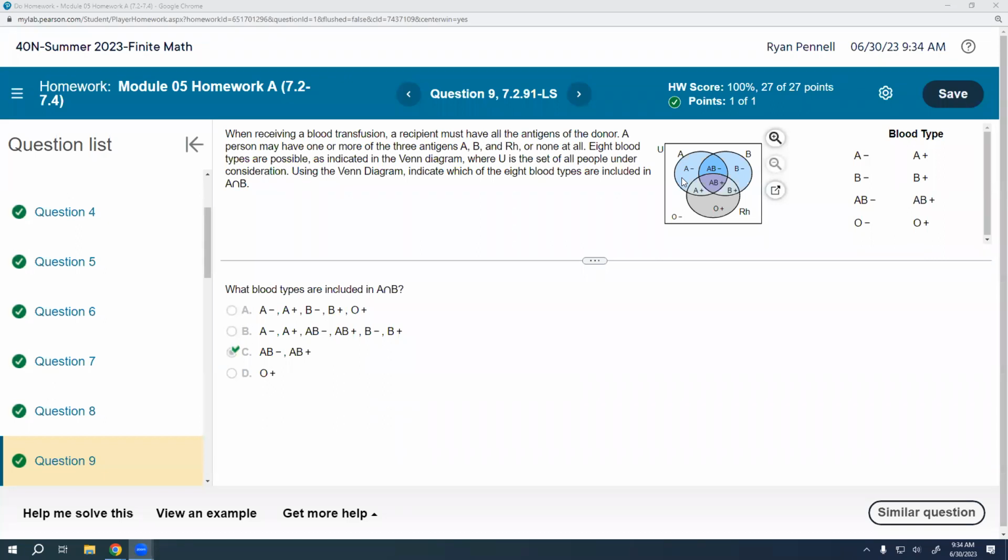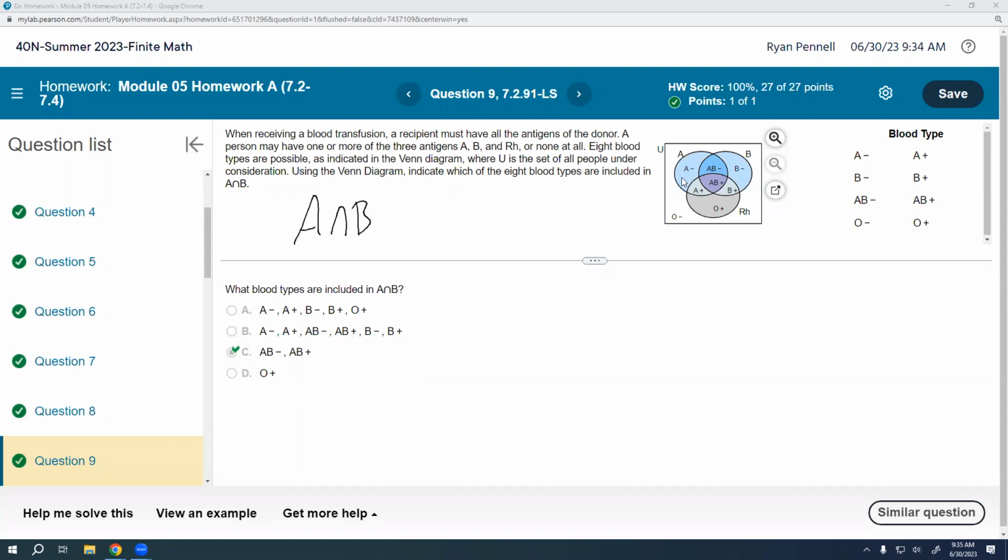It says, when receiving a blood transfusion, a recipient must have all of the antigens of the donor. A person may have one or more of the three antigens A, B, and Rh, or none at all. 8 blood types are possible as indicated in the Venn diagram, where U is the set of all people under consideration. Use the Venn diagram to indicate which of the 8 blood types are included in A intersect B. So we want to find A intersect B.